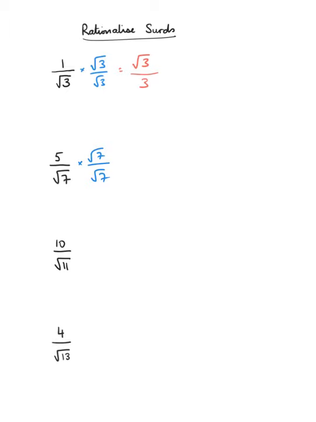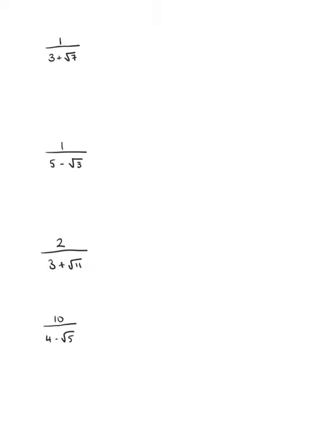Now again, I'm allowed to do that because root 7 over root 7 has a value of 1. If I multiply anything by 1, it doesn't change the value. So across the top, I'm going to get 5 root 7. And across the bottom I just get a 7. So here it'll be root 11 over root 11, which will give me 10 root 11 over 11. And then this one here I'll multiply by root 13 over root 13, which gives me 4 root 13 over 13.